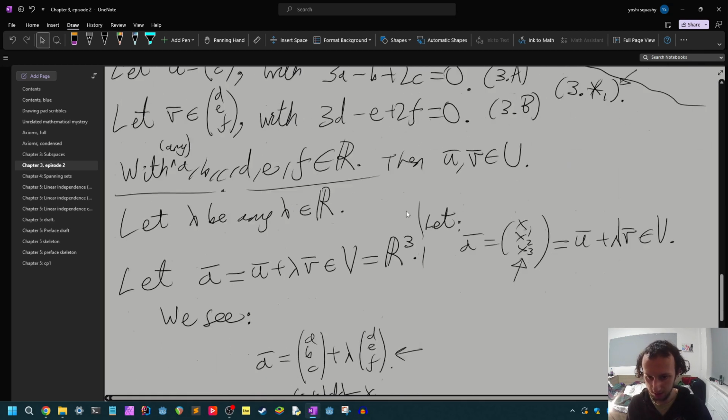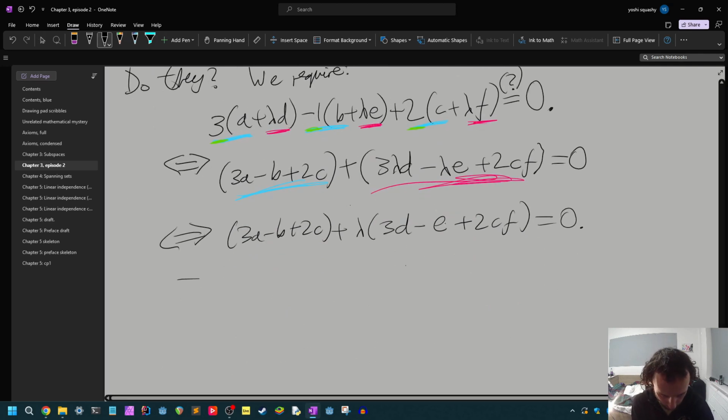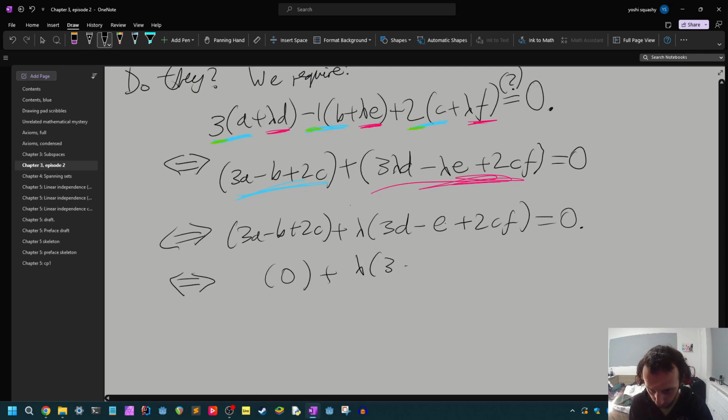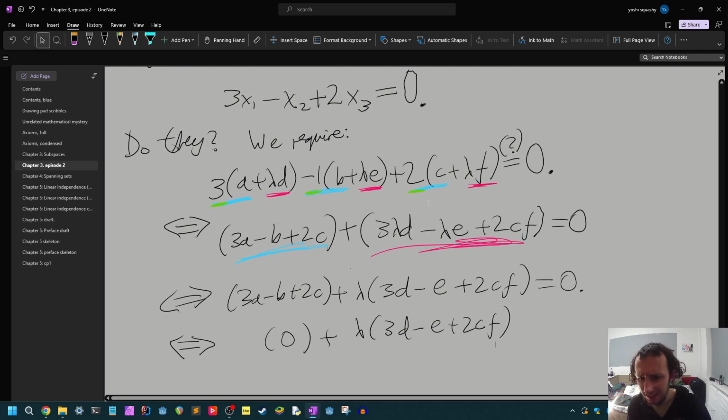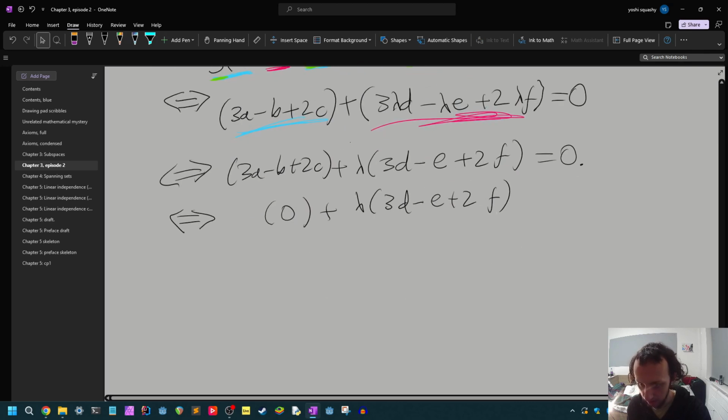So first of all we'll use 3a, which is that this thing equals 0. So therefore we have that 0 plus lambda times 3d minus e plus 2f. Why is there a c? That's just wrong. It should be lambda f. That's why I'm getting really confused. Sorry about that. You're probably screaming at the screen, what is this guy doing? Slowly over time I'll get better at not making silly mistakes in these maths presentations.